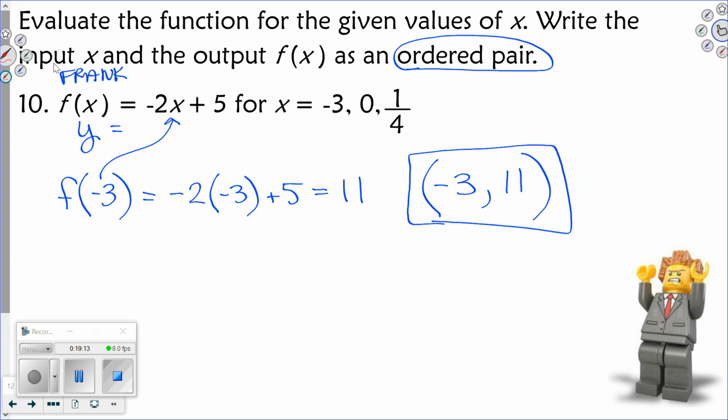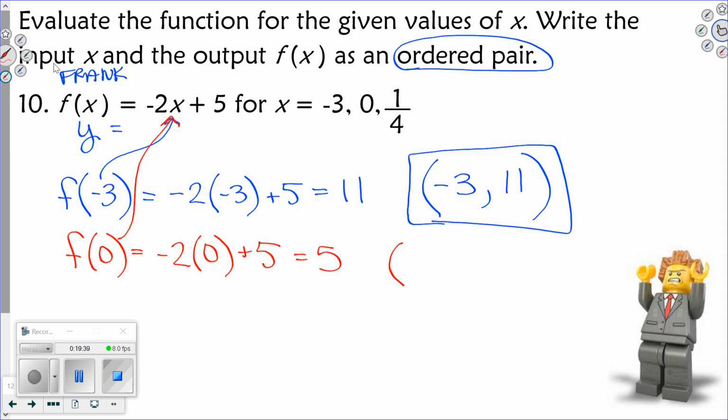It also wanted me to do 0. So f of 0. Again, plug a 0 into the Frank machine. That's all it's asking for. It's just plug it into that equation. So -2 times 0 plus 5. Again, I am just plugging that in where my x is. What do I get there? That's just 5. So it said to write it as an ordered pair, 0 and 5. I put in a 0 and I got out a 5. My input and output, 0 and 5. Every time I plug a 0 in, I'm going to get a 5 every single time. Plug in a 0, get out a 5.